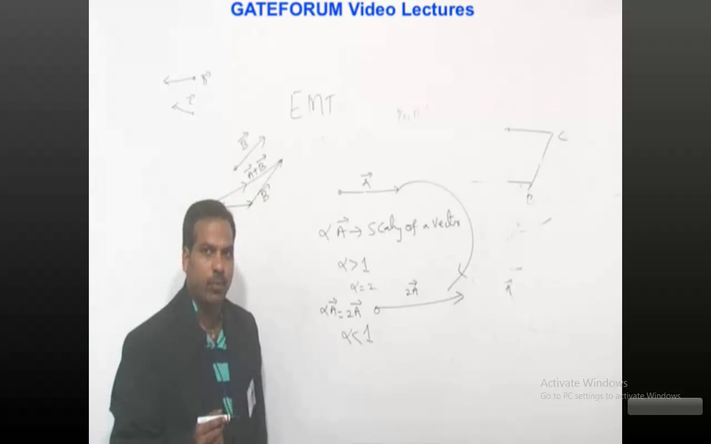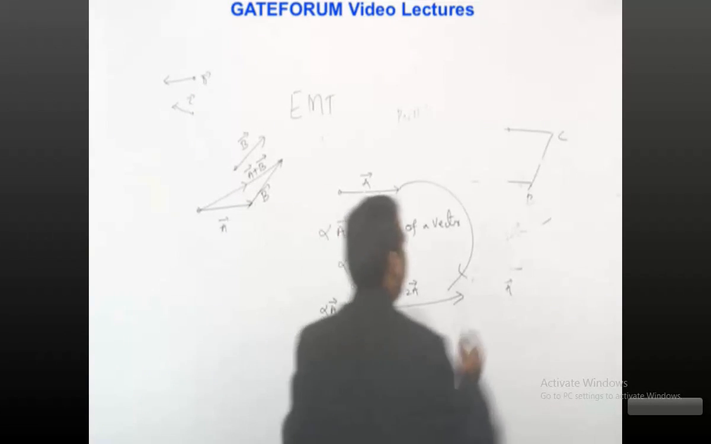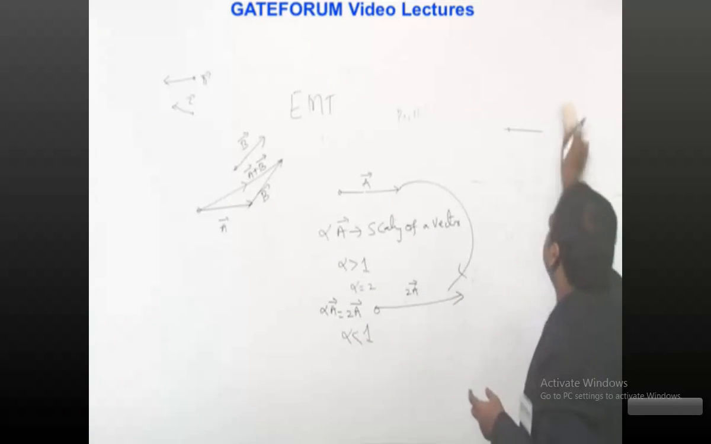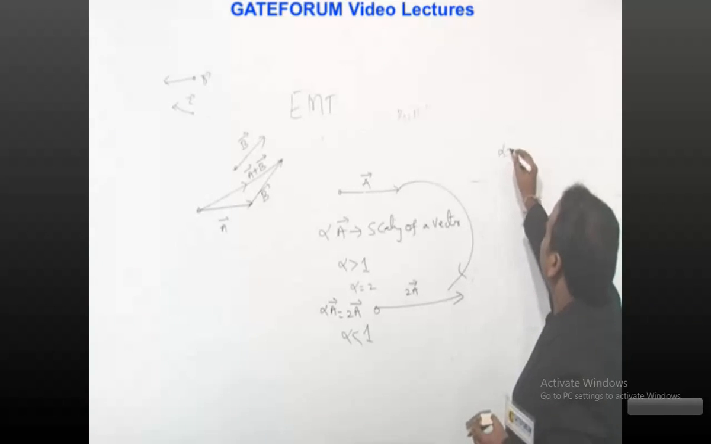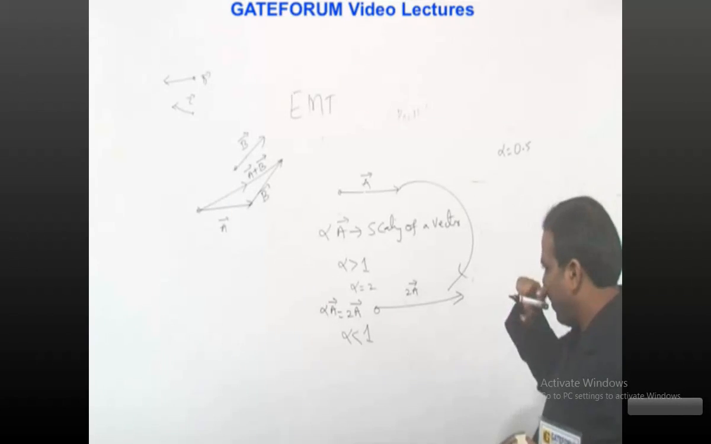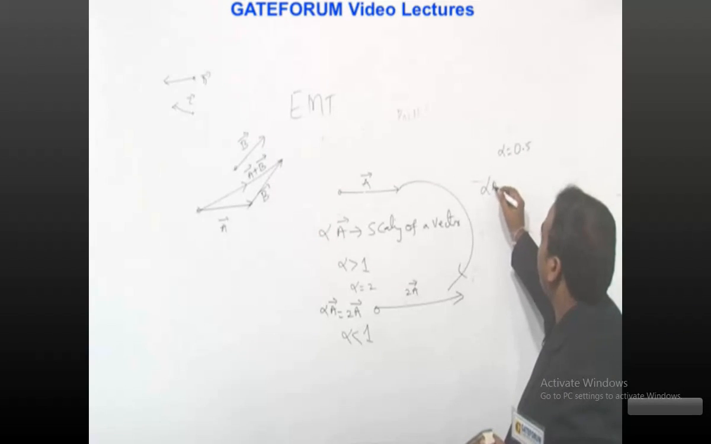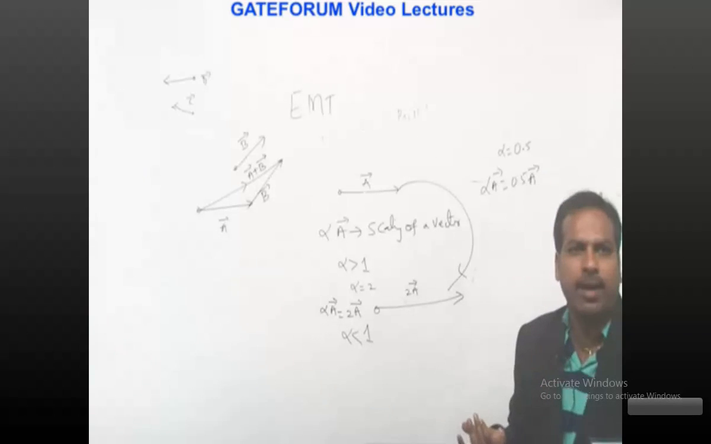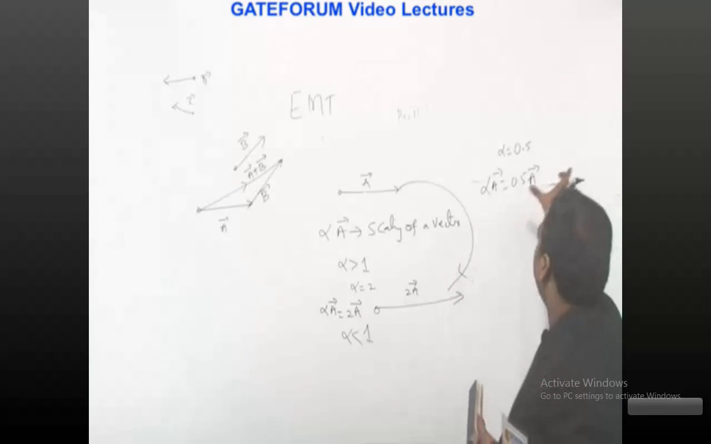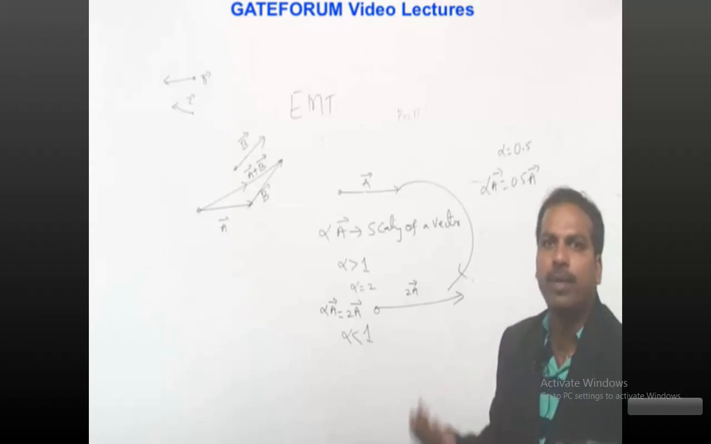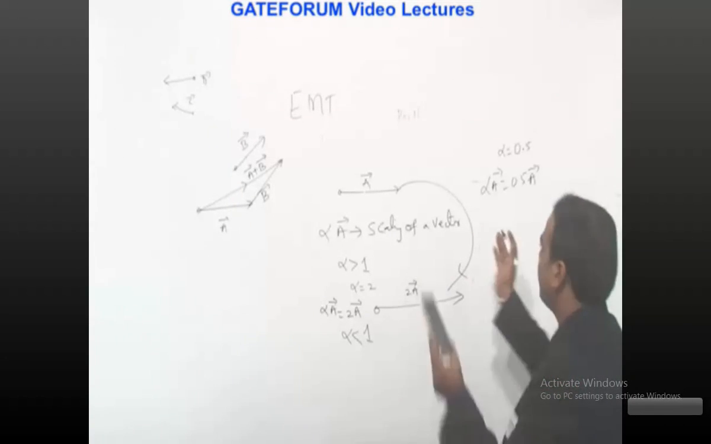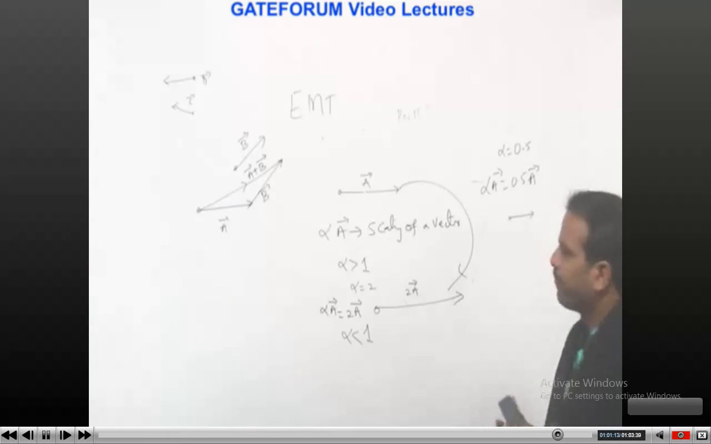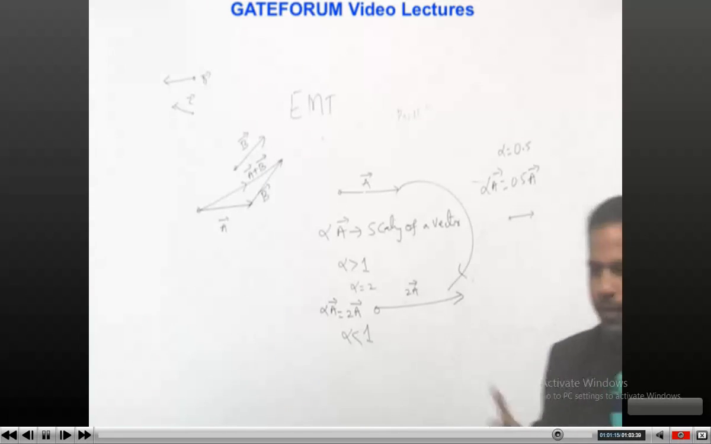Similarly, let us consider alpha less than 1. For example, let's say alpha is 0.5. When alpha becomes 0.5, our alpha A bar becomes 0.5 A bar. What do we mean by 0.5 A bar? The length of that vector will be reduced by half. Instead of this A bar, 0.5 A bar just becomes like this.